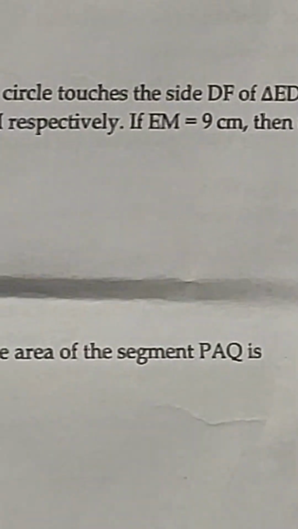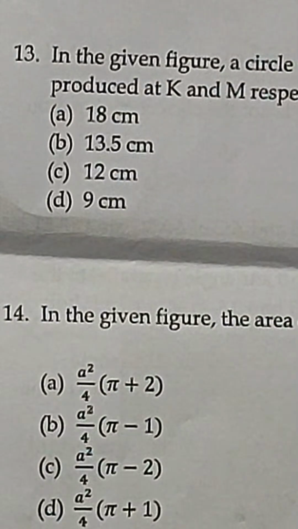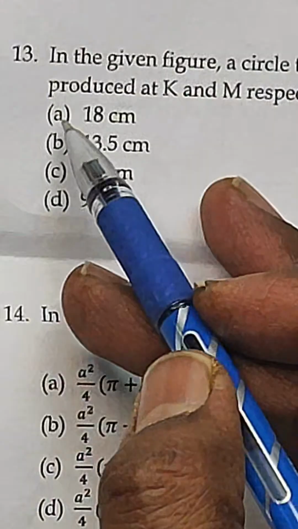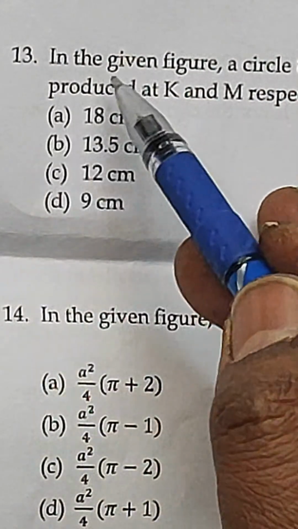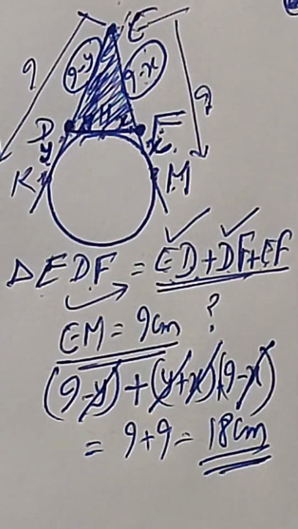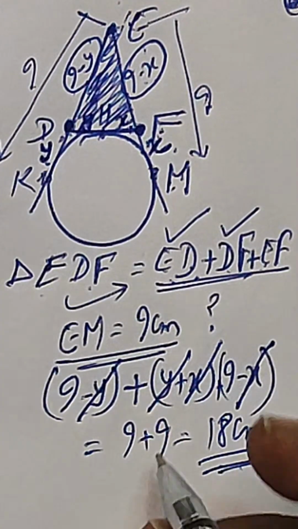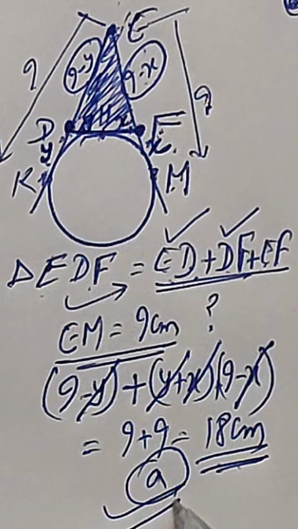And option number which is correct? 18 is option number A. So option number A is correct. Right? This is 18. So option number A is correct, my dear friend.